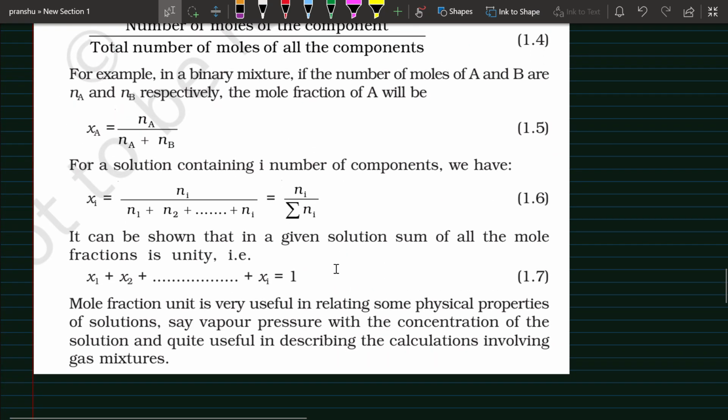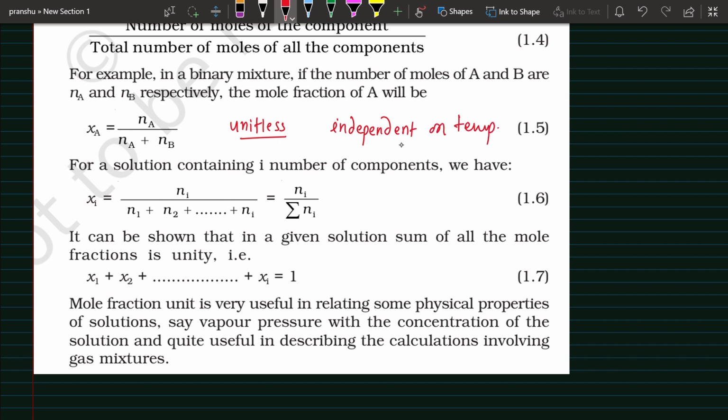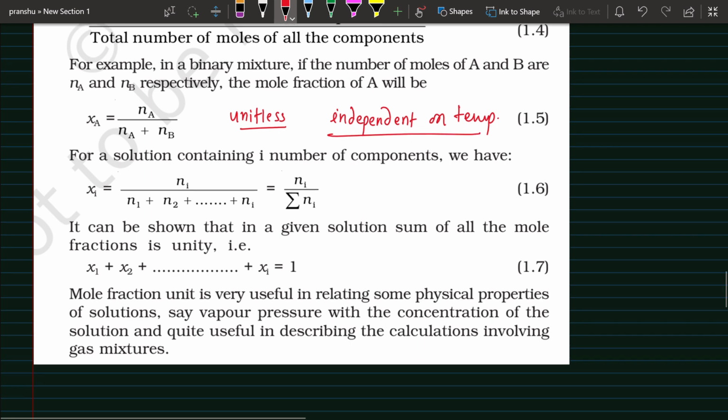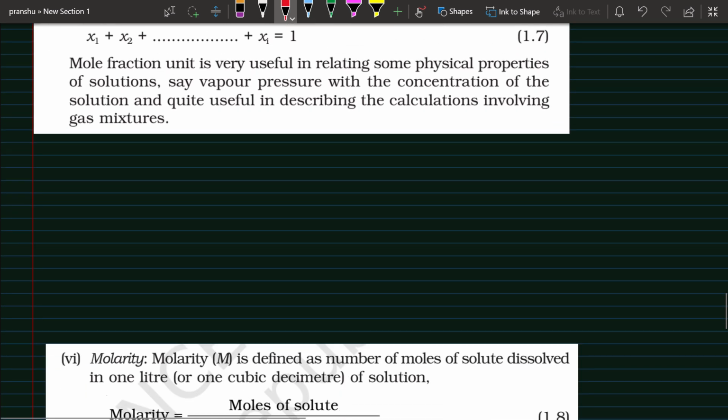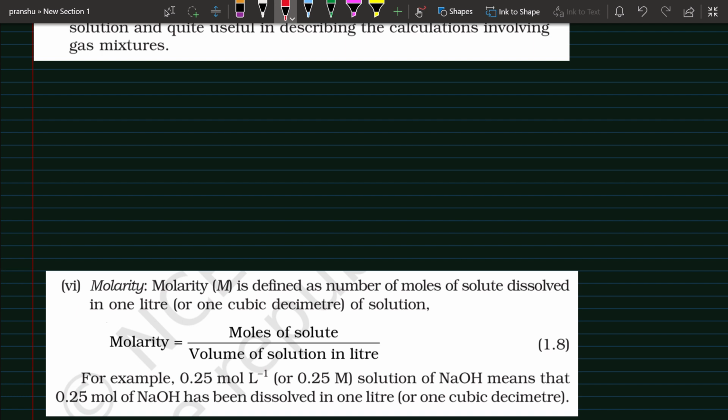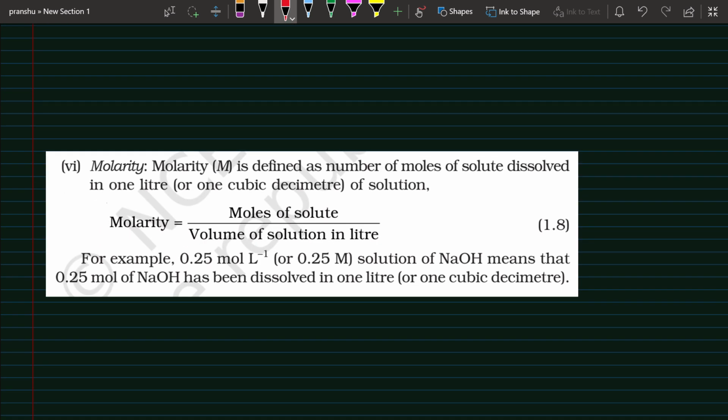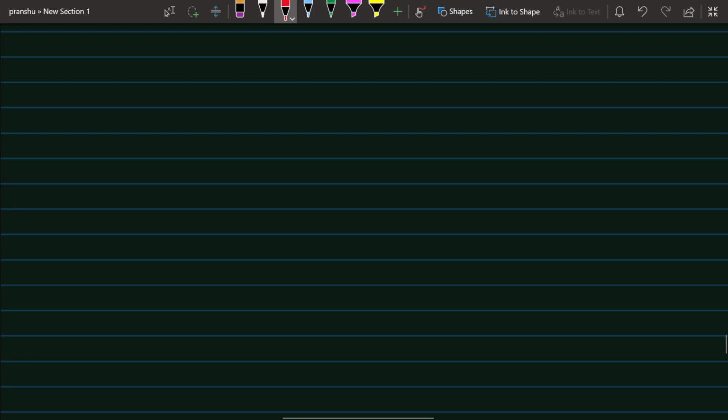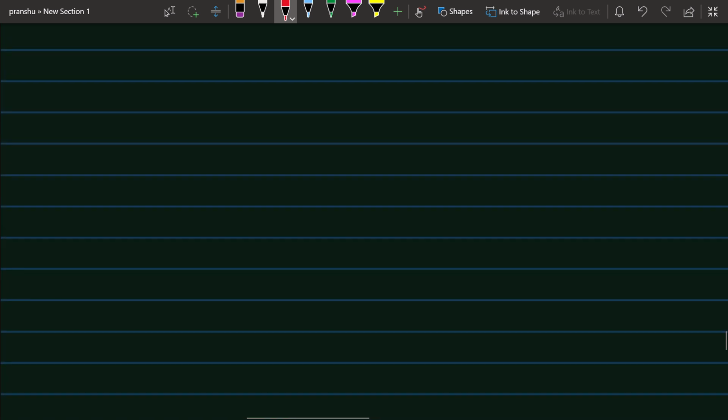Because mole fraction is a division, it is always unitless and independent of temperature. Its value does not change with the temperature. Another term is the molarity. Suppose that we have the term 5 molar glucose.